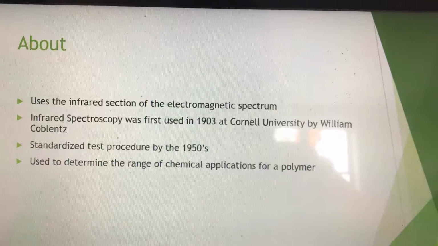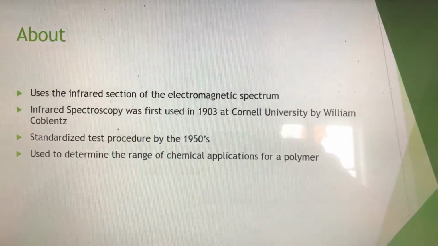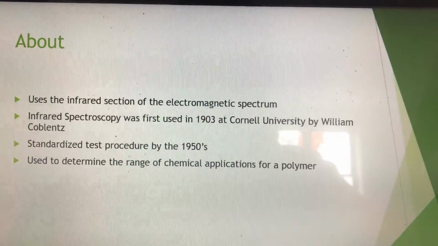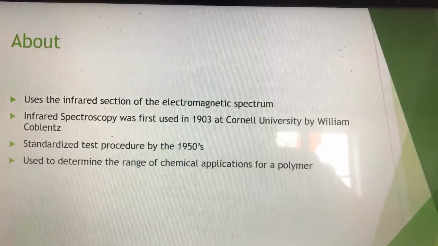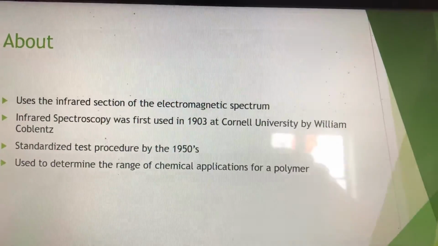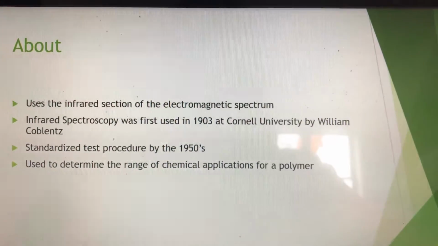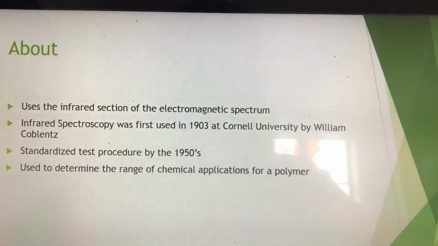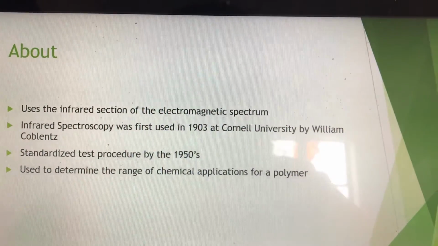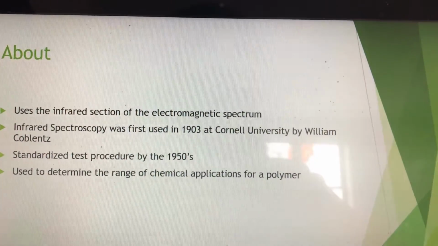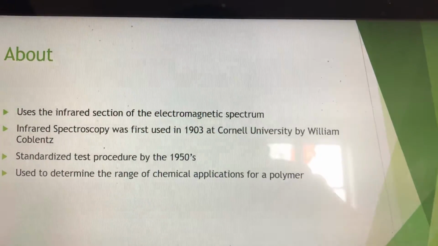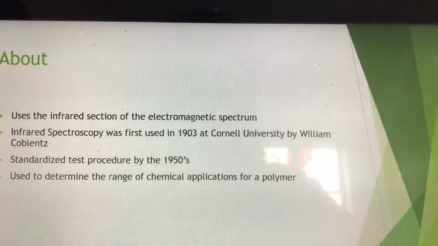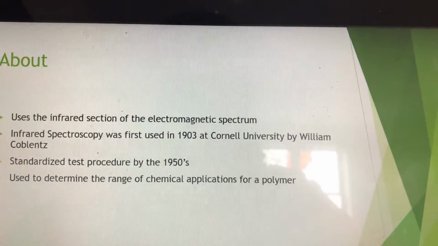used for. The electromagnetic spectrum has three different regions, all measured in centimeters to the -1. The near region is from 14,000 to 4,000 centimeters to the -1. The mid-range is 4,000 to 400 centimeters to the -1. And the far range is from 400 to 10 centimeters to the -1.